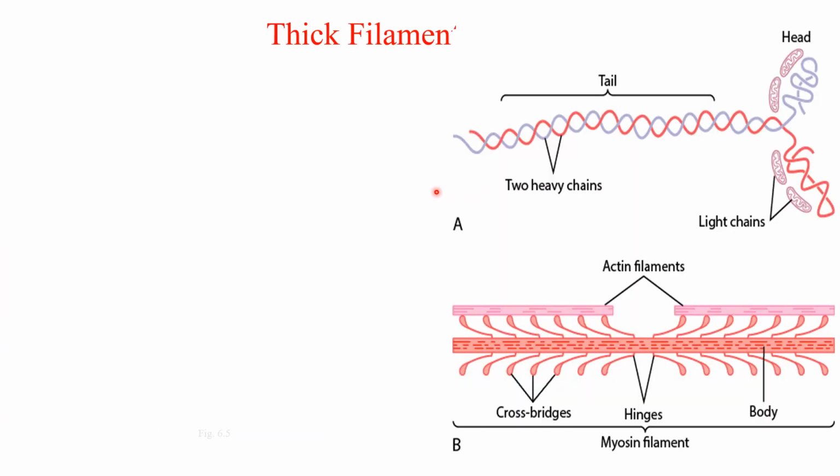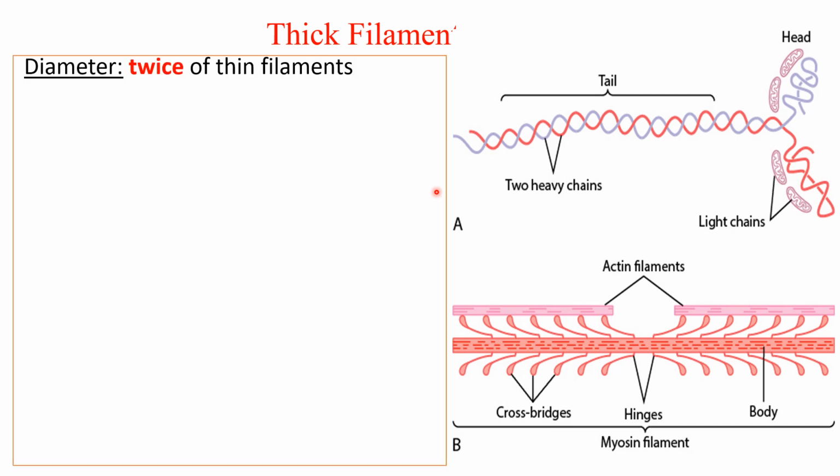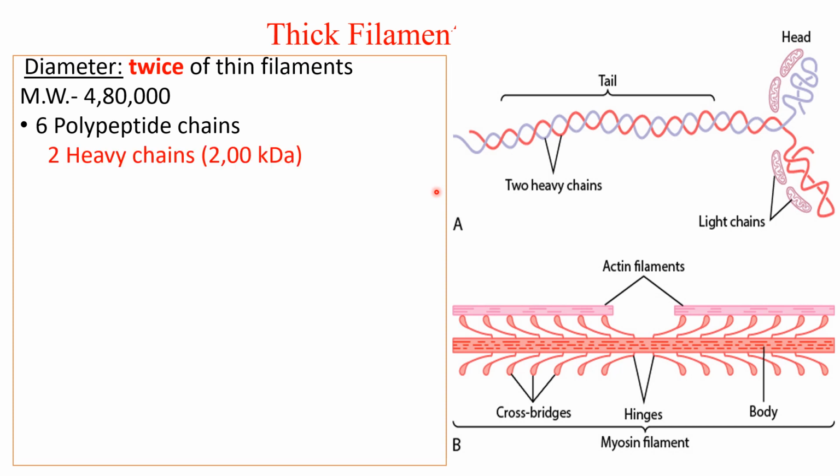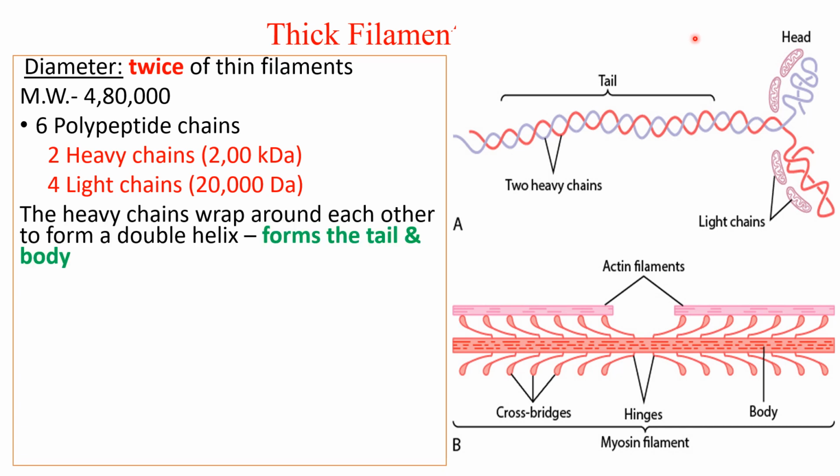So first we talk about the thick filament. Here you can see the thick filament has a diameter that is twice that of the thin filament. Its molecular weight is 480,000 approximately, and it is made up of 6 polypeptide chains. Here in the figure we can see that it has 2 heavy chains which are wound around each other in a helical manner, and we have light chains which are present only in the region of the head.